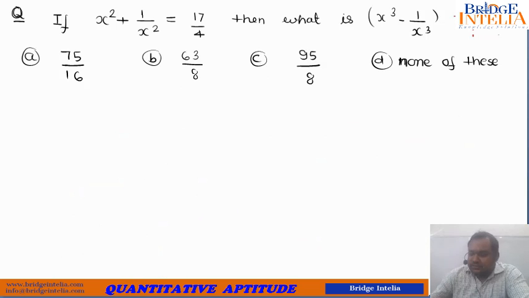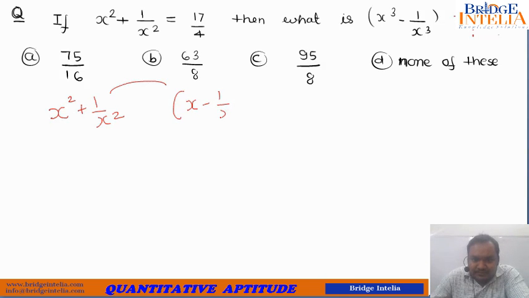So dear students, let's see how we can solve this one. x square plus 1 upon x square is given to be equal to 17 by 4, and based on this we have been asked to find out this value. So this is a case of two-step transition. First, from this you'll have to find out the value of this, and once you have done that, then you can go on to solve this.